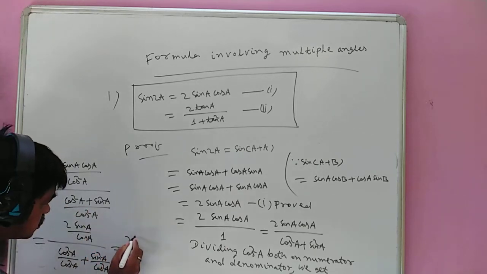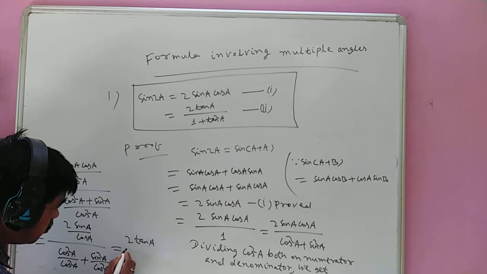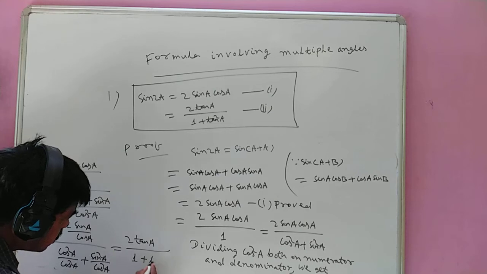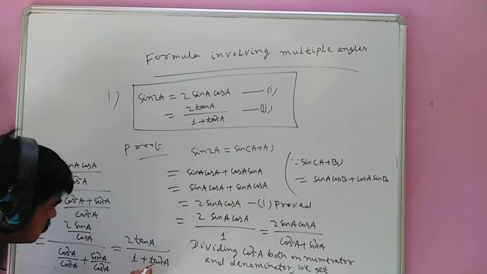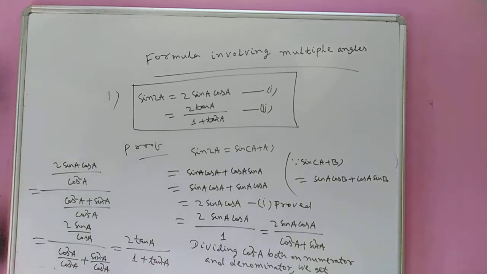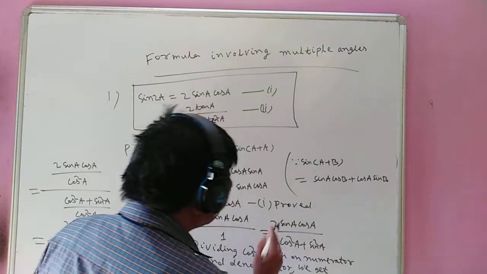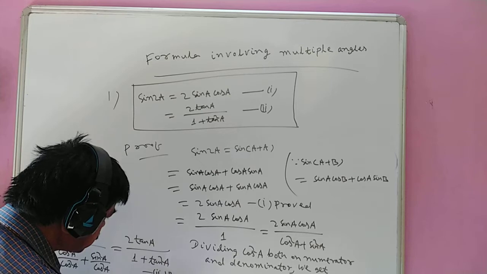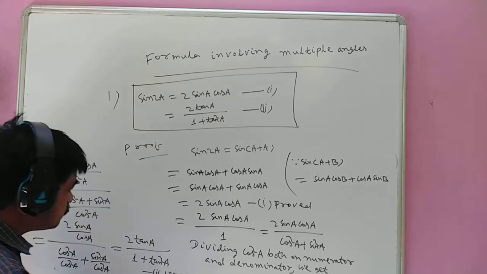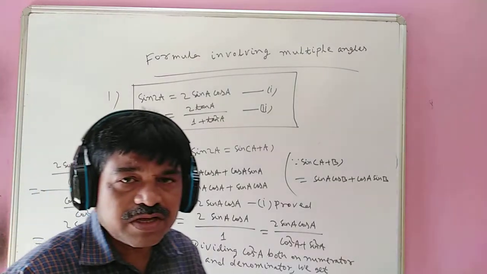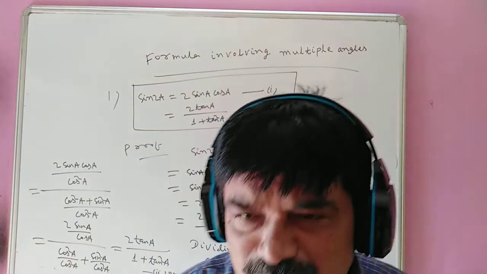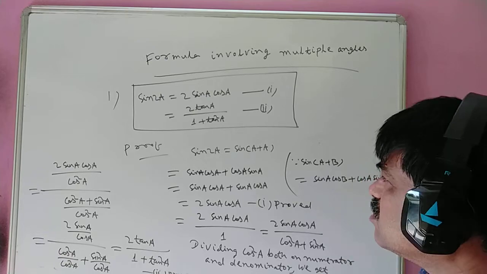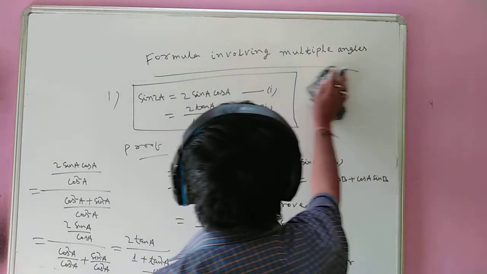So now 2 sin a by cos a is what? Tan a, whole divided by cos square by cos square is 1 plus sin square by cos square is tan square. Okay. So now it is 2 tan a by 1 plus tan square a. Everybody clear? Not clear? Okay. This is the first one proved and this is the second one proved. Any doubts from anybody? Okay. So formula 1 is over.